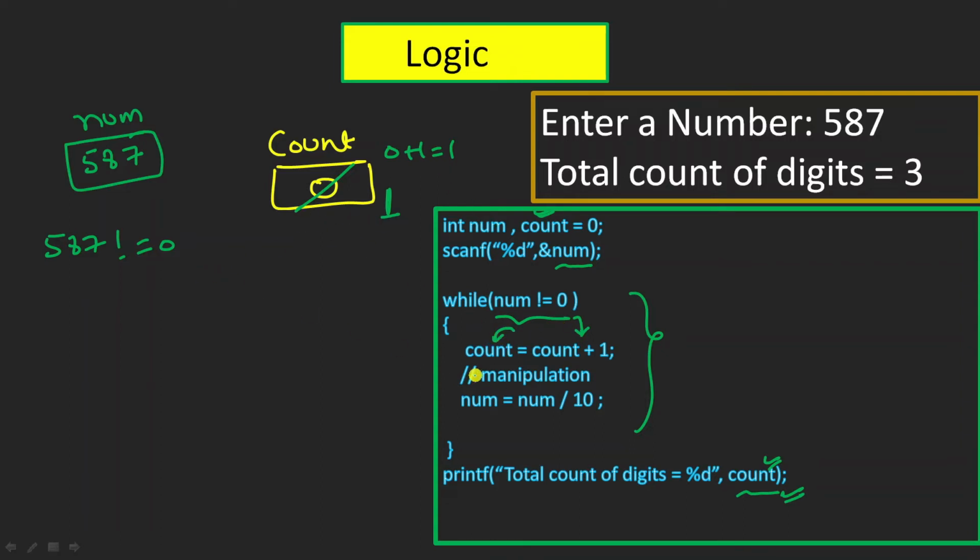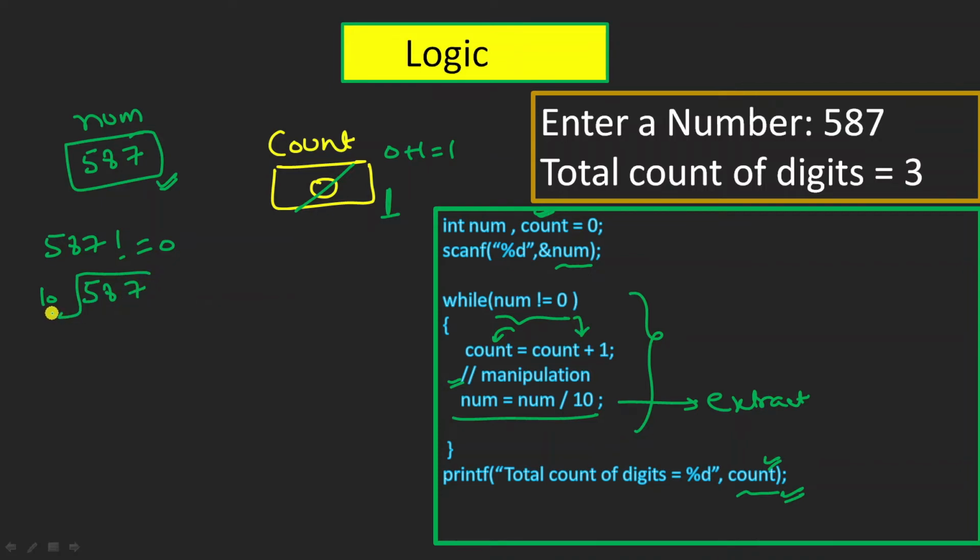Now, next time, before going up, I am doing this manipulation. This is the manipulation, and this is the extract thing. What I am doing here is extracting the last digit of the number stored inside this num variable. Inside this num, 587 is there. If I divide any number by 10, I will get the last digit of that number. This is the main point in this complete program: how to extract the last digit.